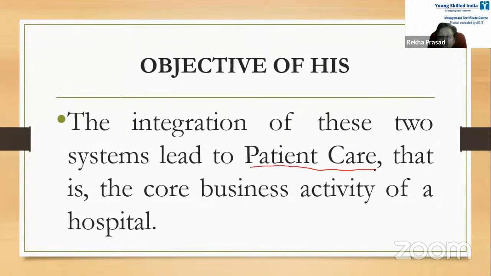What is the objective of a hospital? To give patient care. That is the core business activity of a hospital. It is not about making money. Okay? It is a business, and in any business you need profit. But the main objective is to give patient care, and through patient care you are making profit. And for making that profit, you have to have a very effective and efficient operation.